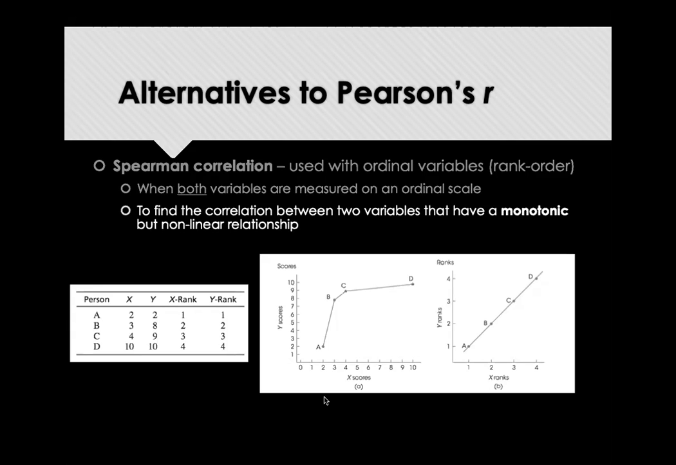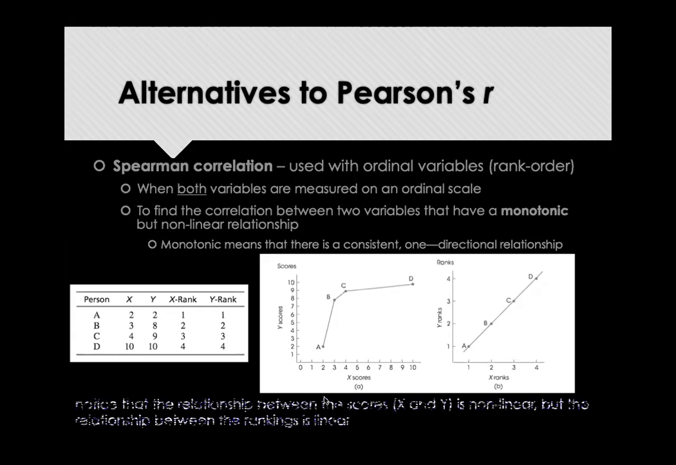I'm not going to go into a lot of detail about the Spearman correlation. What you'll want to know is that it can be used, it's an alternative to Pearson's r, and it's a type of correlation, and it can be used with ordinal variables. Okay.